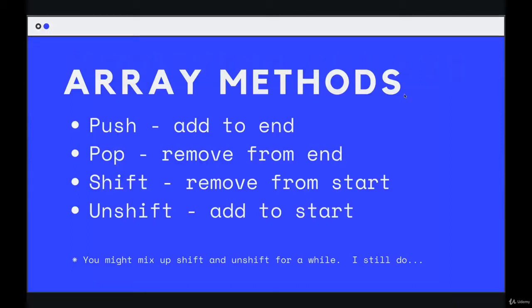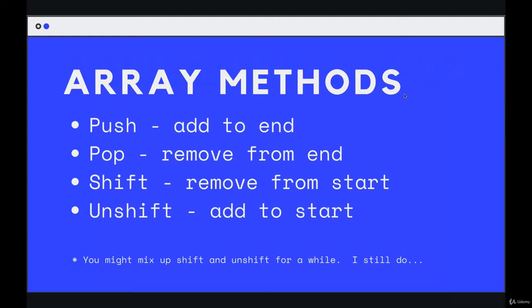Next up, we have two more array methods that have to do with removing and adding elements, but rather than adding to the end or removing from the end like push and pop, shift and unshift work with the beginning or the start of the array. So they do the same thing, the location is different.